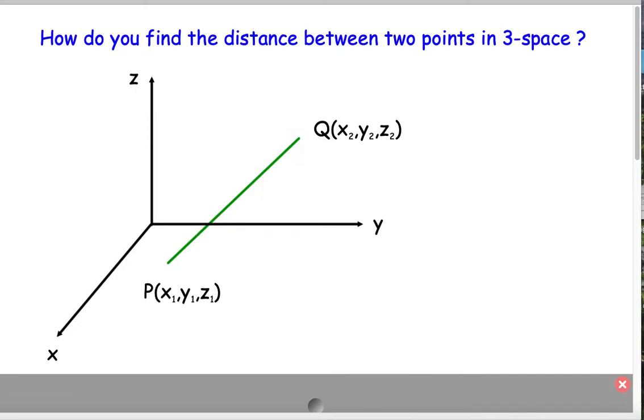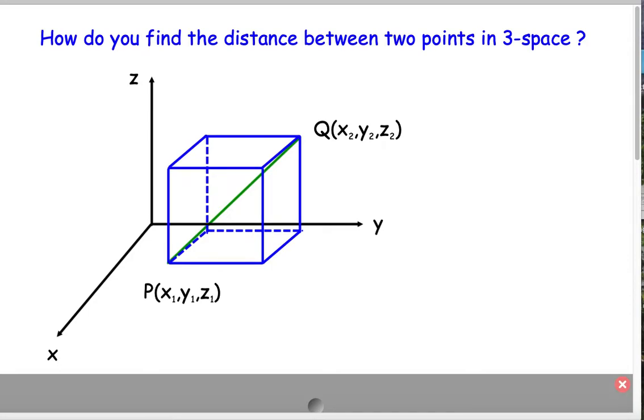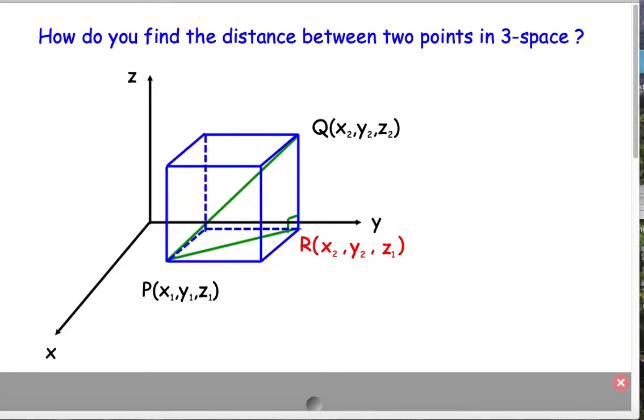I want to find the distance. Well, we have a distance formula in 2 dimensions, which uses the Pythagorean theorem. So let's extend this into 3 dimensions. First, it would be helpful to think of the segment connecting P and Q as the diagonal of a cube, which connects the lower front left to the upper back right. So it's going right through the middle of this cube. Now let me add another point, and we'll call it R, so that I can make a nice right triangle here in green. Let me draw another green line here.